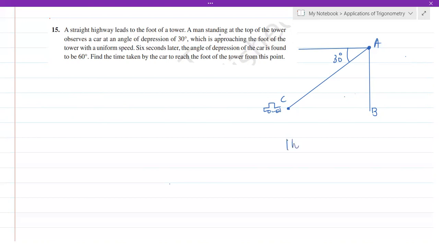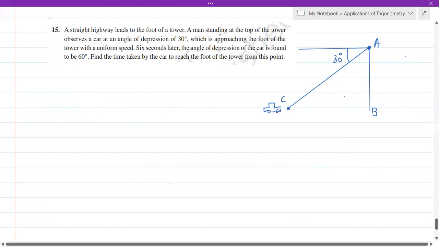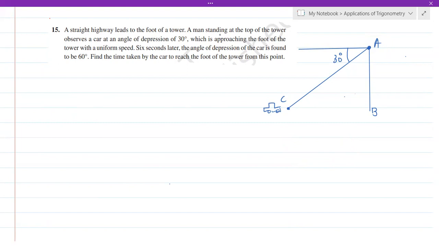Now, this car is traveling with uniform speed, meaning it is covering equal distance in equal time. For example, in 1 hour, if it is traveling 60 kilometer, in the other 1 hour also it will travel 60 kilometer itself. That is, in equal time, it is traveling equal distance. This is called uniform speed.